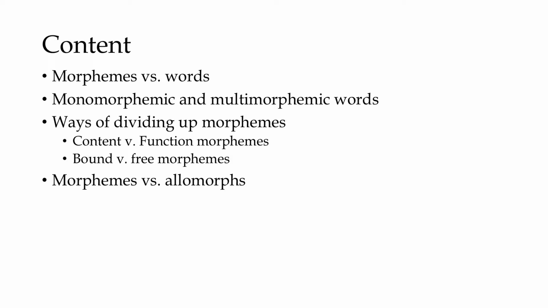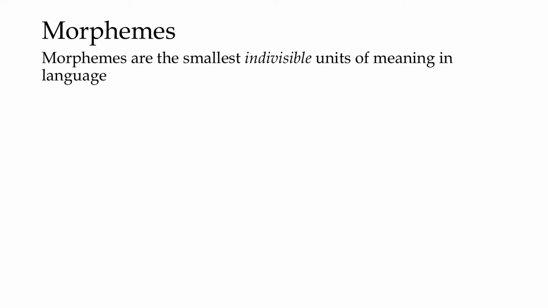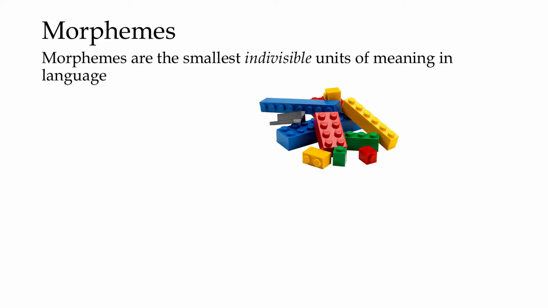You should recognize the eme part of the word morpheme from our idea of phoneme, and the allo part of the word allomorph from our idea of the word allophone. Okay, so morphemes are the smallest indivisible units of meaning within any language, and every human language has them.